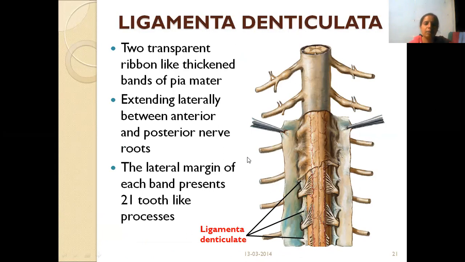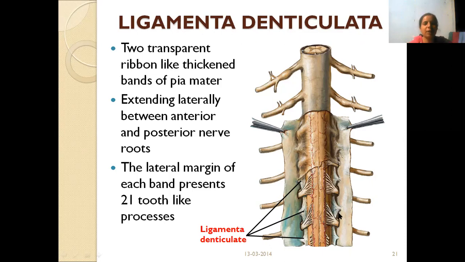Ligamentum denticulatum. So you are finding two transparent bands. This one, this one. This is the spinal nerve. Don't get confused. This is the spinal nerve. In between the spinal nerves, you are finding a triangular expansion. These triangular expansions are nothing but pial extensions, pia mater extensions. So this is nothing but the ligamentum denticulatum, singular. Plural is ligamenta denticulata.